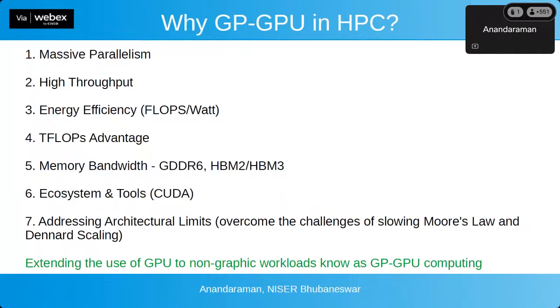Memory also is graphics DDR6, high bandwidth memory 2, 3. These technologies are there. A normal graphics card won't have its own RAM, but these add-on cards will have their own RAM. For GPUs, it mainly depends on how many GB of RAM they have.